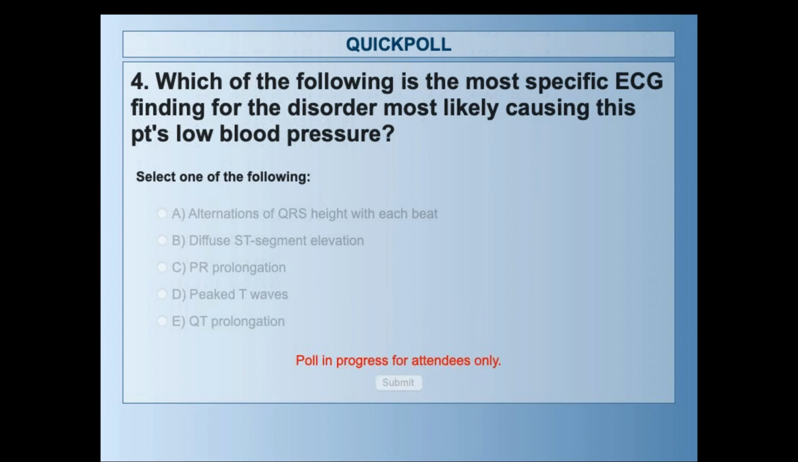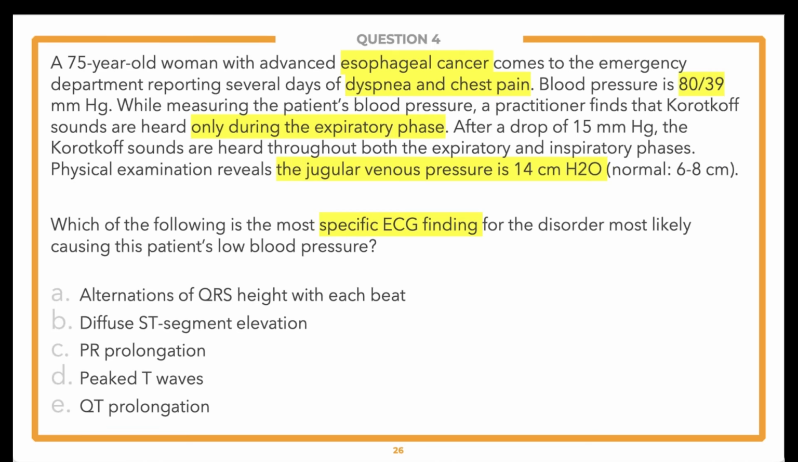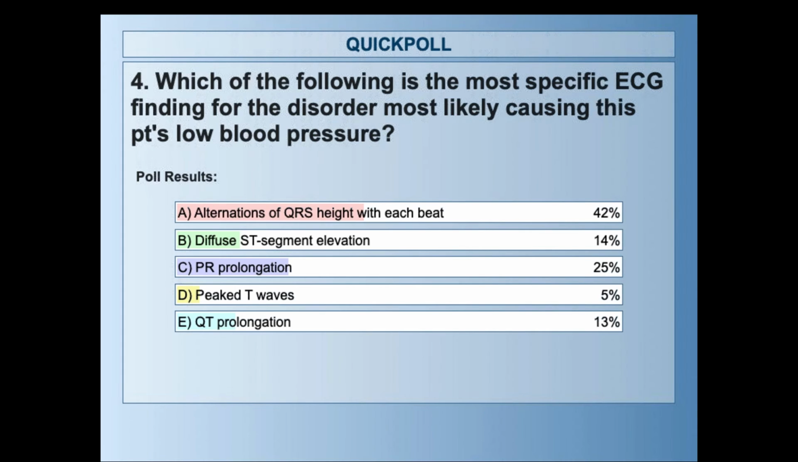Okay. So let's share the results. This evening we had a couple of questions where we had almost 50%, over 50% answering the top choice.